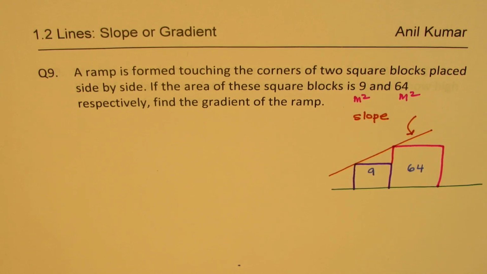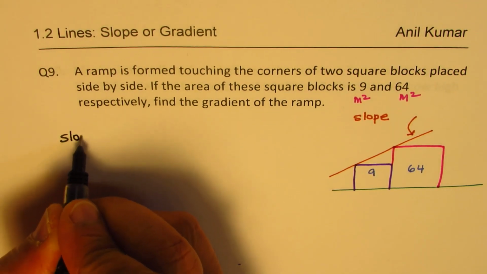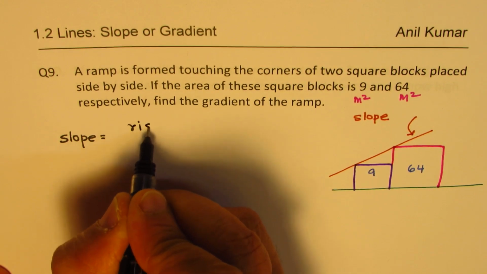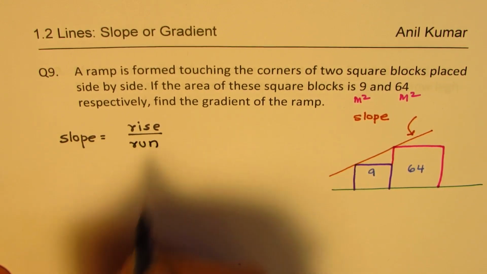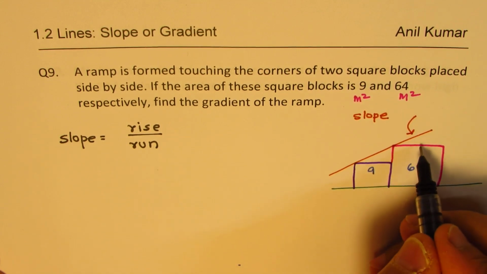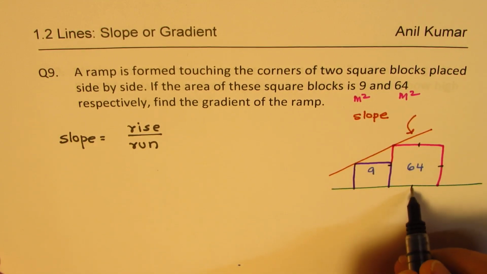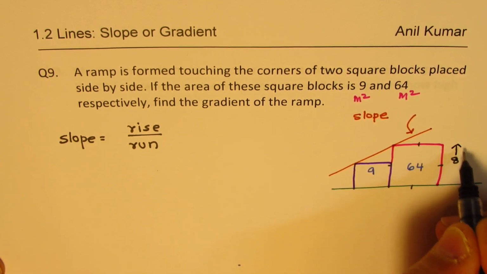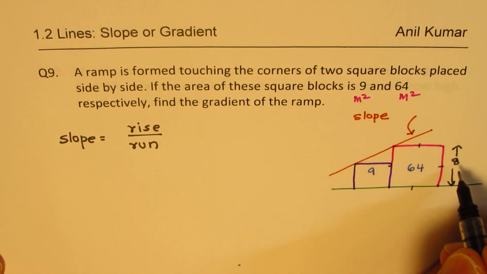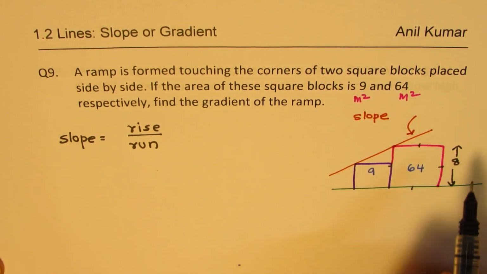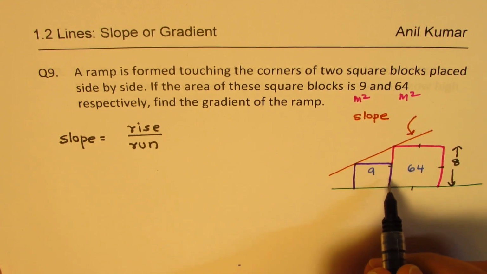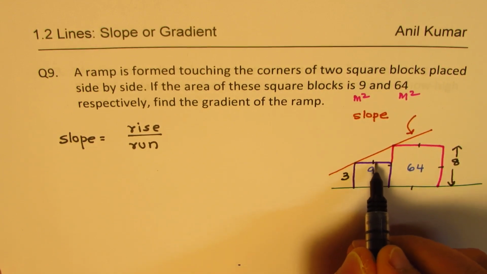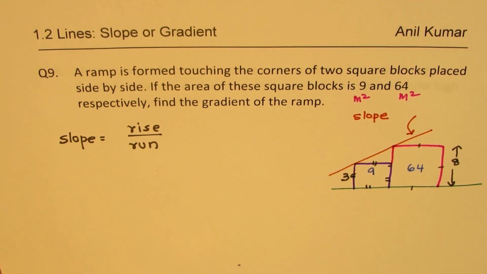Now I hope the situation is absolutely clear. Let's see how to find this particular slope. As we know, slope basically is rise over run. Now, when I say that the square block means all equal sides, 64 area, that means each side is how much? Each side is 8 units, correct? Since we wrote meter square, we'll consider that to be 8 meters. For the second one, 9 means what? 3 units, correct? So 3 is the length of each side.